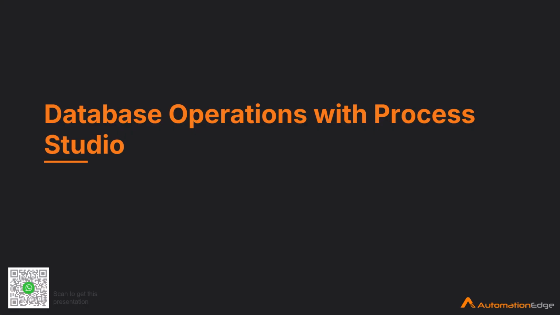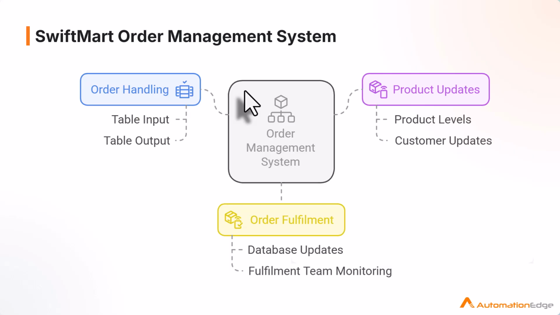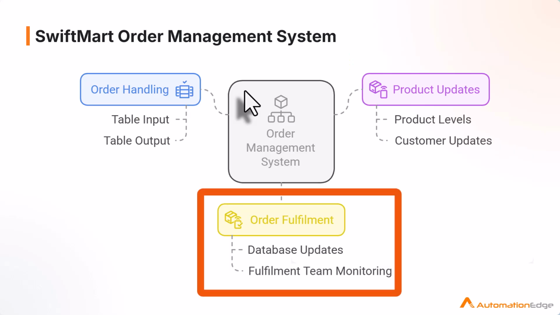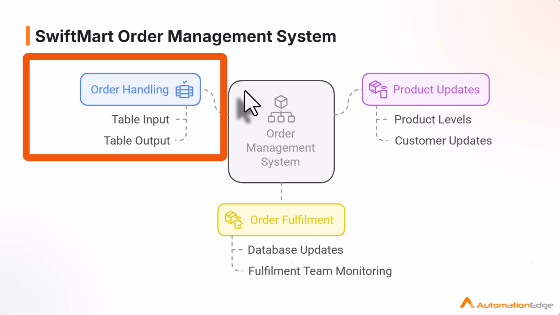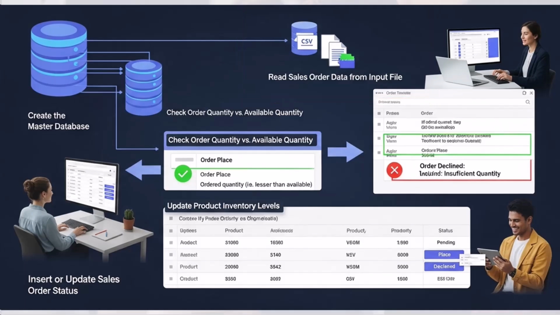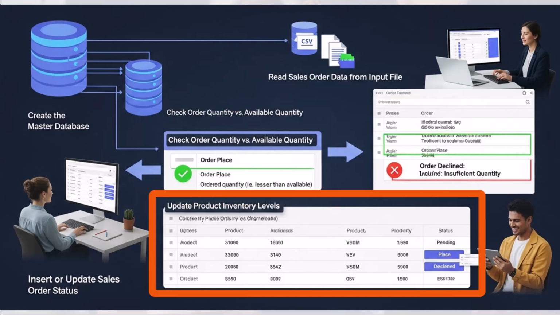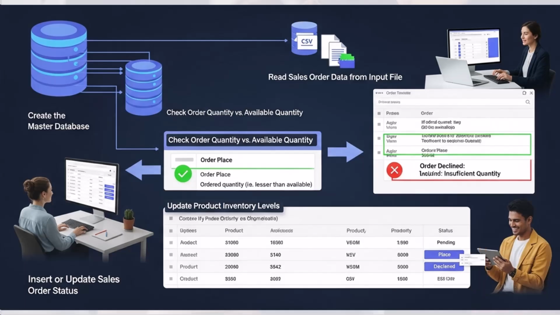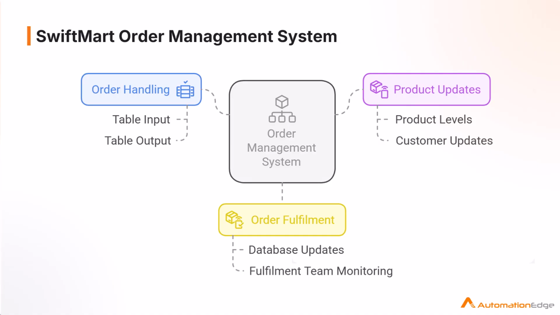Now let's zoom out to the bigger picture. We're building a mini order management system for SwiftMart. The goal is to manage product inventory, process sales orders, and keep everything updated in real time. In this part 2, we'll focus on sales order data, checking stock availability, dynamically updating inventory, and ensuring order statuses are accurate in the database. By the end of this session, you'll see how these steps help maintain a smooth order management system, and you'll be able to apply the same logic in your own automation projects. So, are you ready? Let's get started.